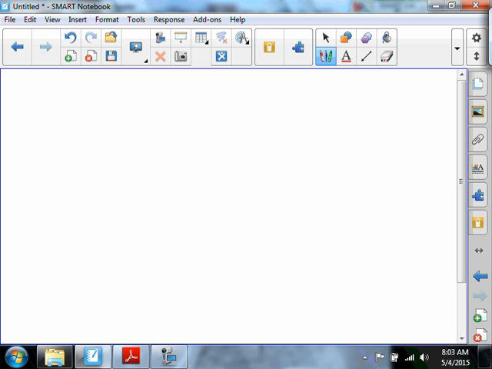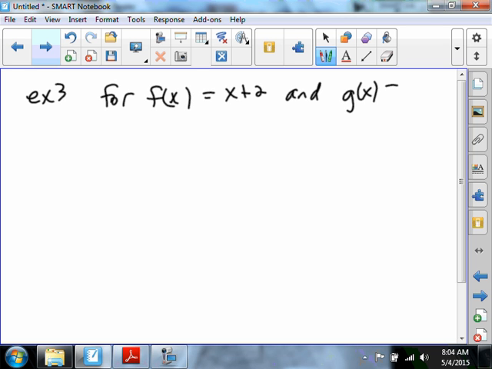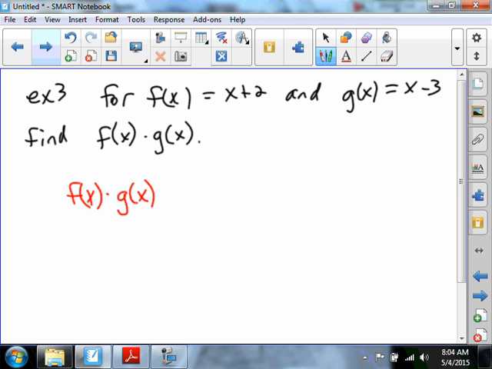Let's try another one. Let's go to example number 3. For f of x equals x plus 2 and g of x equals x minus 3, find f of x times g of x. If you're good at foiling, you would find this one right away. F of x times g of x equals x squared minus x in the middle, good, and then minus 6 on the end, good.